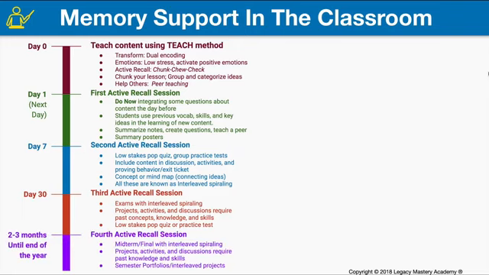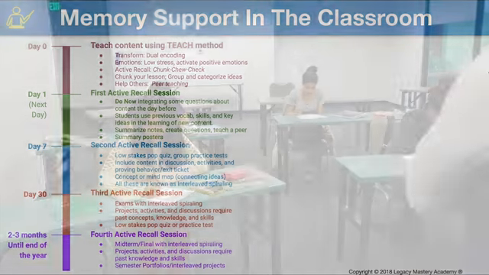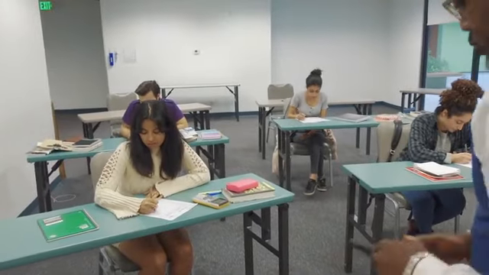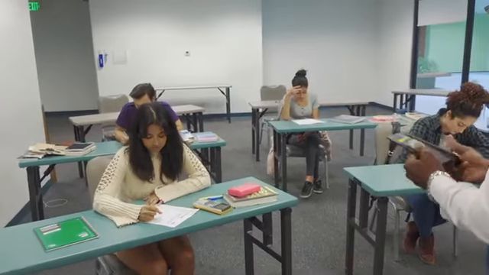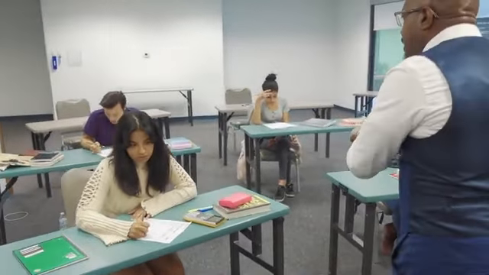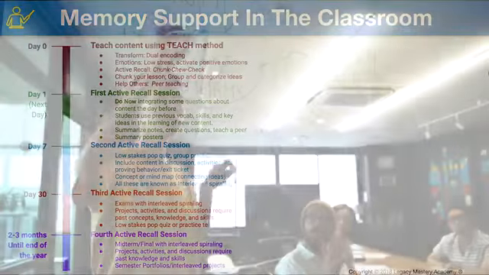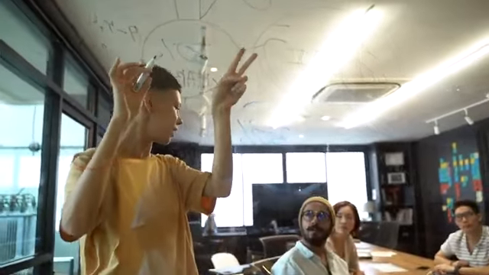2 to 3 months after, and continuing all the way until the end of the year, you can include midterms and final exams with spiral content on all topics learned. Projects, activities, and discussions require past content, knowledge, and skills. Students could work on semester portfolios or other interleaved projects.